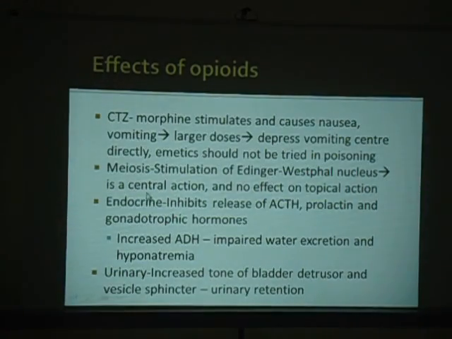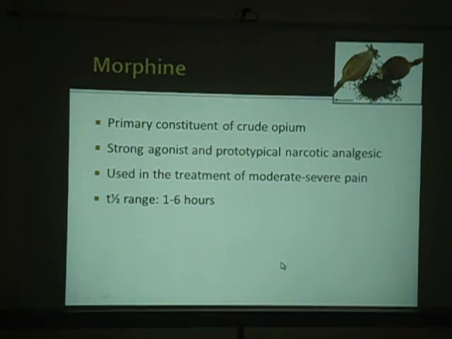So endocrine, there is inhibition of the release of ACTH, prolactin and gonadotropic hormones. So in pregnant women, it may be dangerous. So impaired water excretion by increased antidiuretic hormone. So urinary bladder, we have explained this. Last class we have studied about morphine, some primary characters.